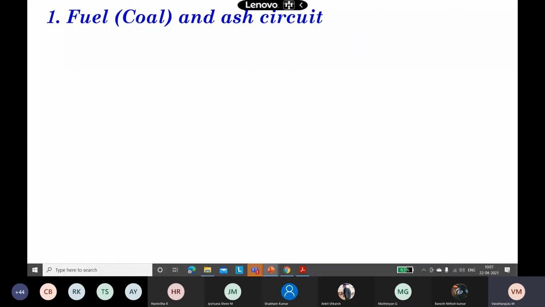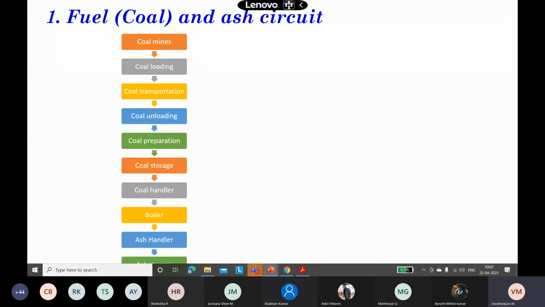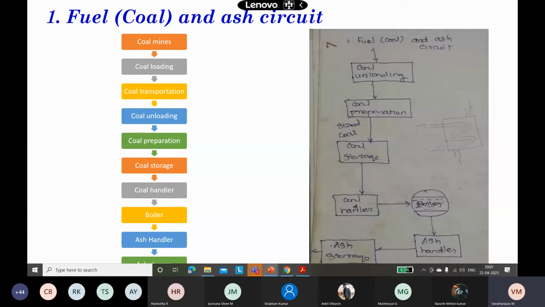And see, this is the fuel and ash circuit. There are 4 different circuits we need to understand, and we'll go through them one by one. This is the circuit, and see, this is the structure. The coal from the mine is stored in the coal storage yard. Therefore, we need to get the coal from the coal mines, loaded in some transportation, and unloaded nearer to the boiler, nearer to the plant.